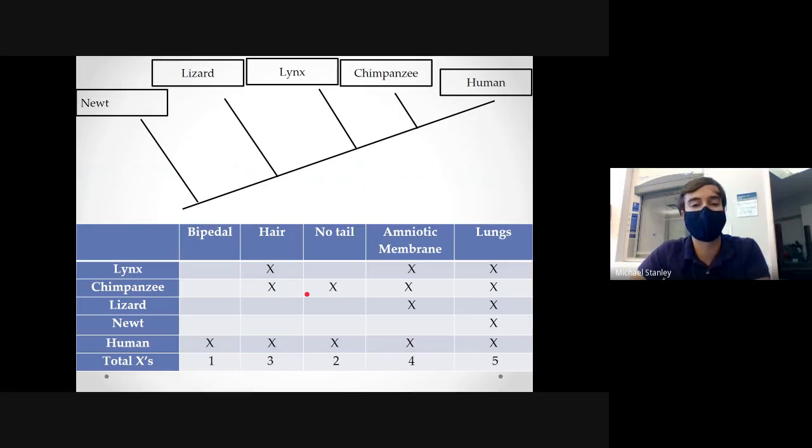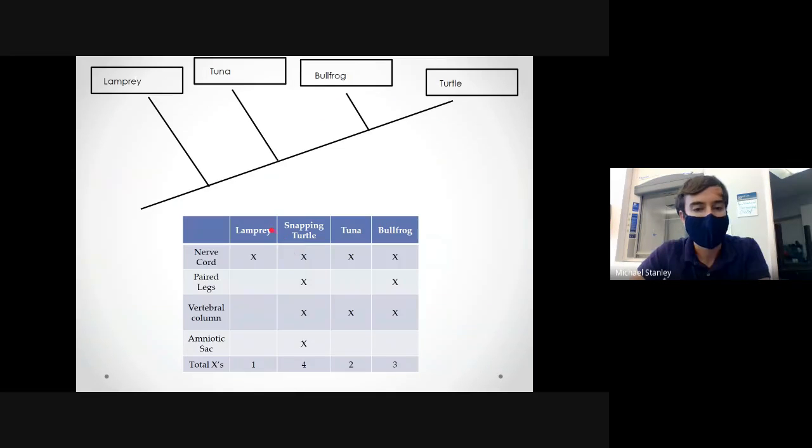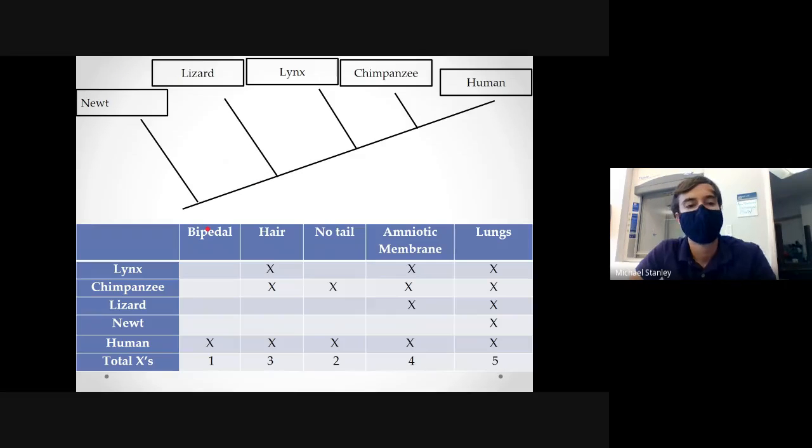Our first one that we looked at had the organisms across the top and the traits down the side. This one had the traits across the top and the organisms down the side. But no matter how your chart is set up, you still build the cladogram the same way.